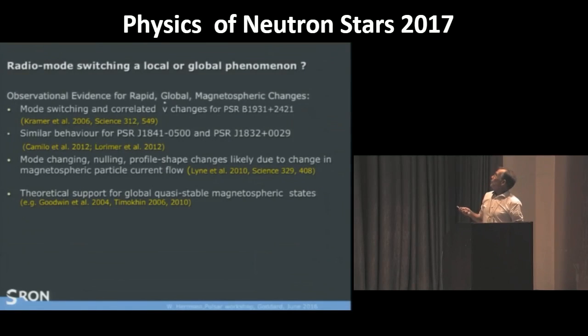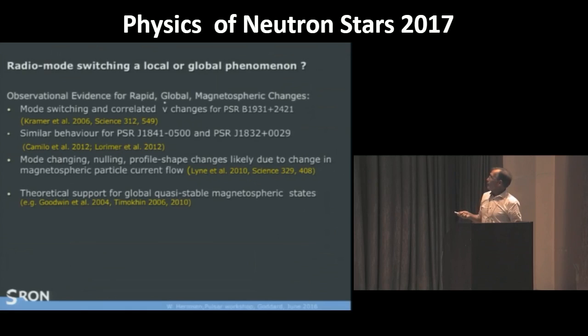We had those beautiful papers by Michael Kramer showing that indeed there was mode switching as a global magnetospheric phenomenon. He was showing that the nu dot is changing and that indeed plasma streams were changing, and it was global. There were 2 more papers later, 2012, seeing similar behavior for 2 more pulsars. And in 2010, when we got the first observations, Andrew Lyne had this very nice paper, and Sandro showed already the plots, where we could see that mode changing, pulse shape changing, was going together with nu dot changes.